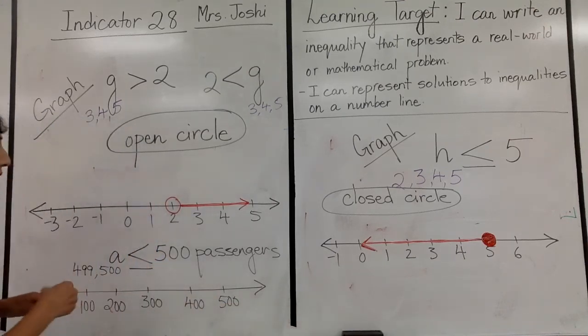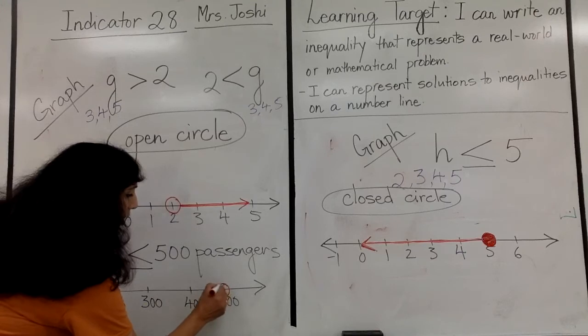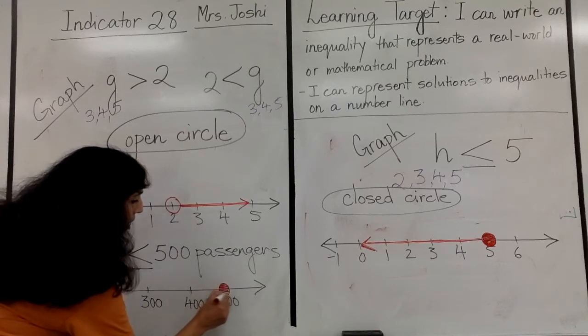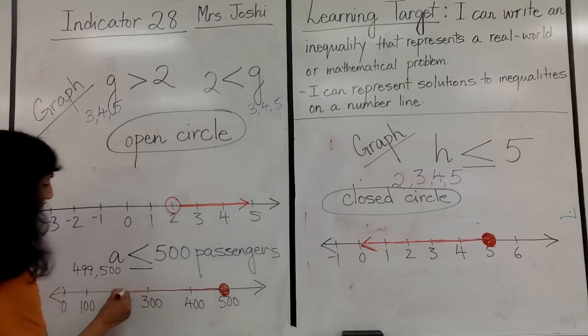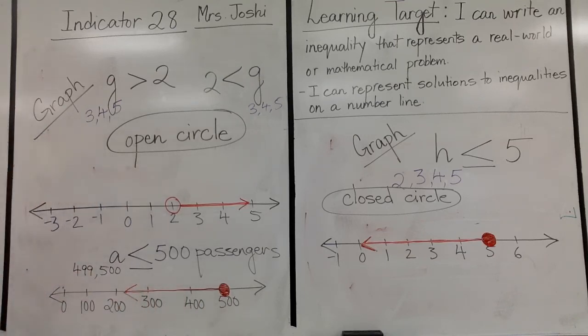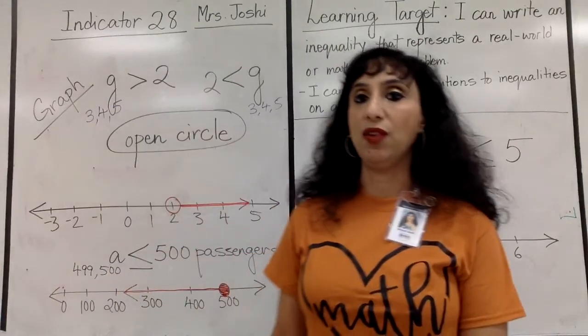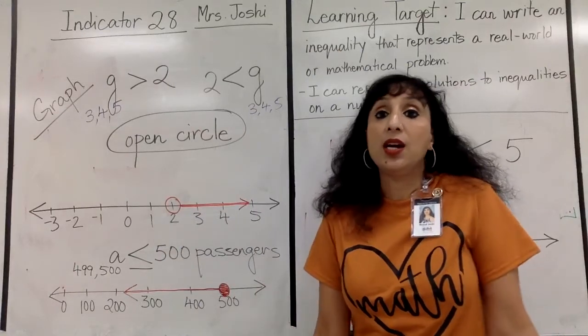And then since 500 is included, I am going to make a closed circle on 500. And everything less than that is going to be correct as my solution to the inequality. And the arrow tells me that it is going to the left. There are several solutions all the way here. Okay, so this is related to the real world.